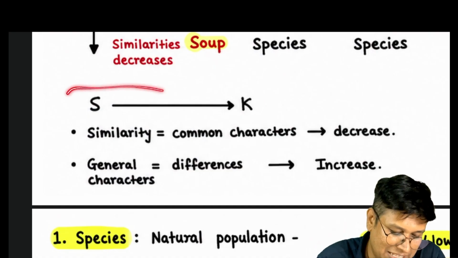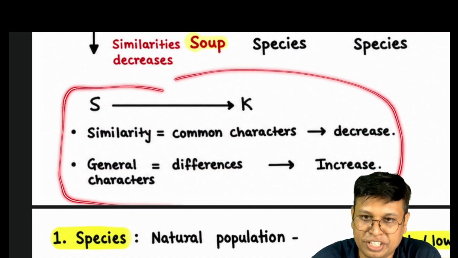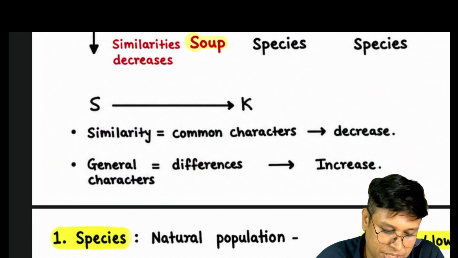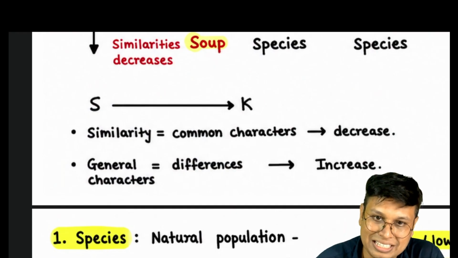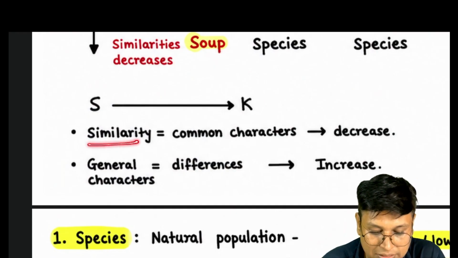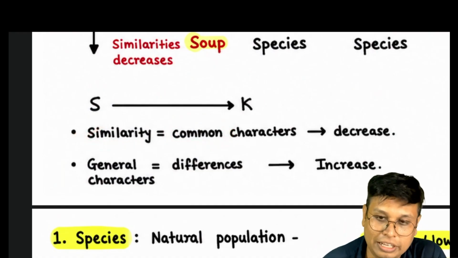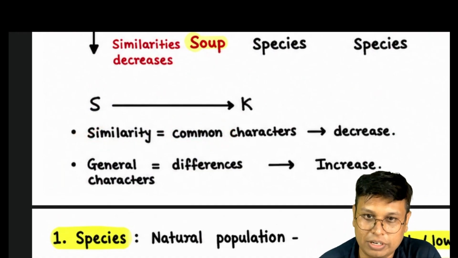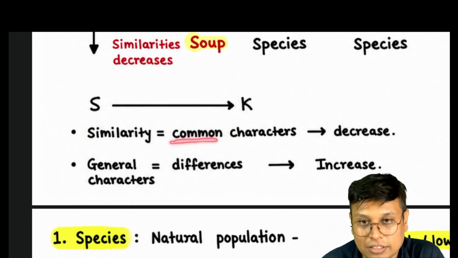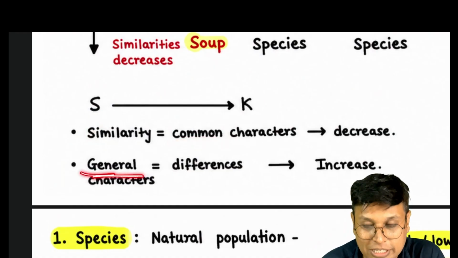These three lines summarize every type of question it can be asked. From species to kingdom, what is increasing? The similarity, which is also called common characters. Then they will not ask you similarity or differences in such common words. They will ask you common characters. What are common characters? And they will ask you general characters.